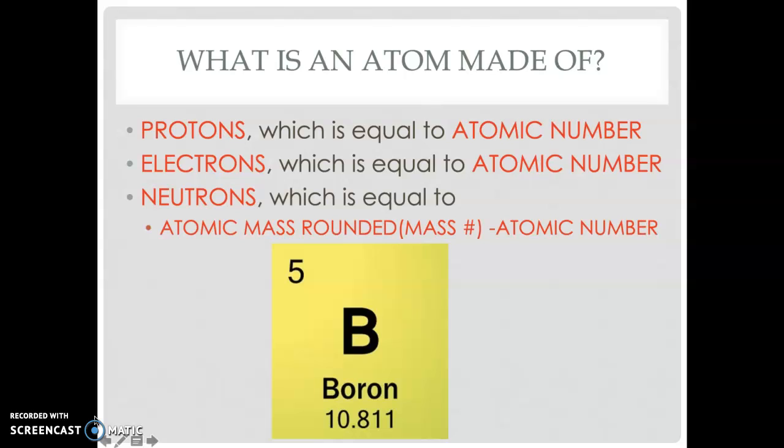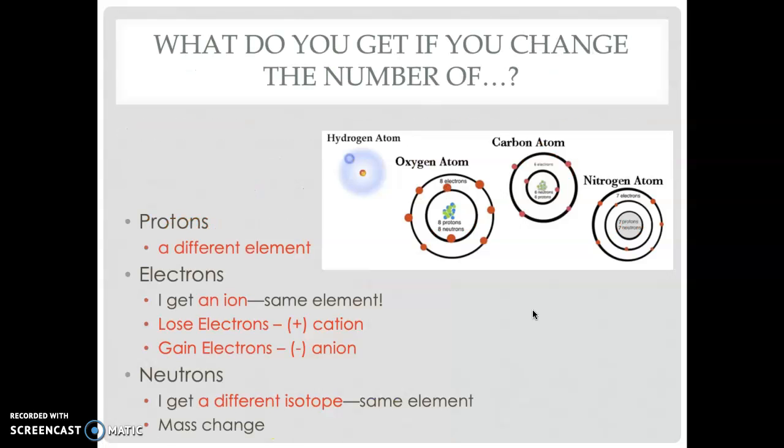This is a review from last week. Again, red are big keys for this. What I'd recommend is pausing the video and copying it down, then listening to me, because I'm going to talk through it quick, assuming that you've already written it down. So it's made out of protons, which is equal to my atomic number. So for boron, it's 5. Electrons, which is atomic number 5. And neutrons, which is atomic mass rounded. So that would be 11 minus atomic number 5 to give me 6 neutrons in this case for boron. That's an average, which we'll talk about today.